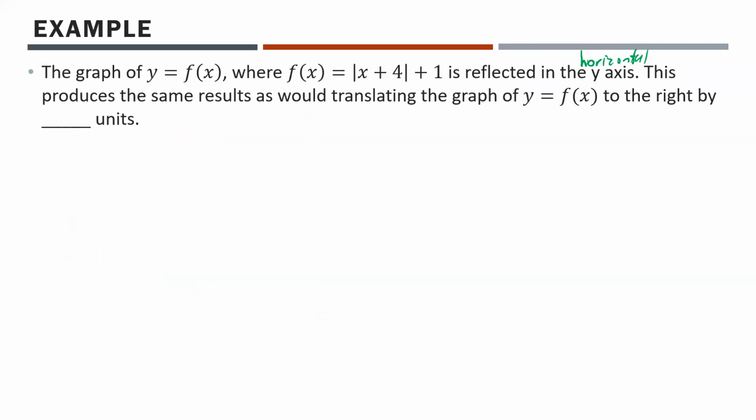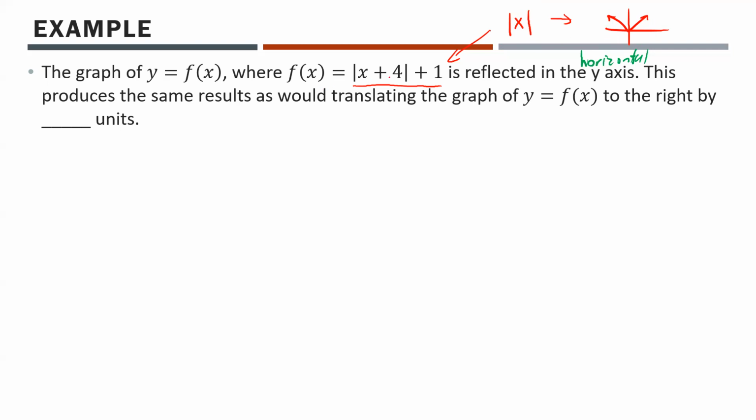This produces the same results as would translating the graph to the right by how many units? Okay, so this is a really interesting one. I think it would be for our best if we drew a little sketch of what this graph looks like. Before we sketch it, think about what the base function would be here. If we stripped away all the nonsense, I think we'd agree that the base function here would be the absolute value of x. And the graph of the absolute value of x kind of just looks like a big V shape, right?